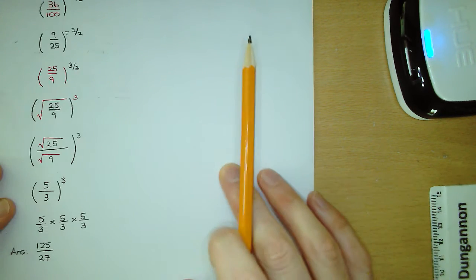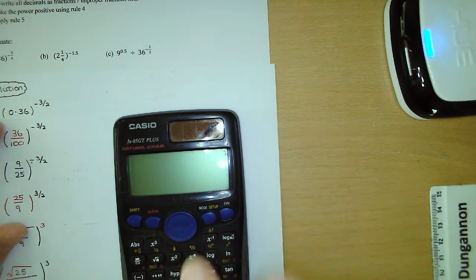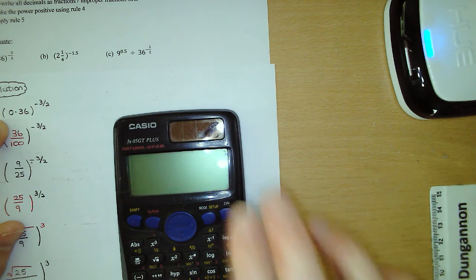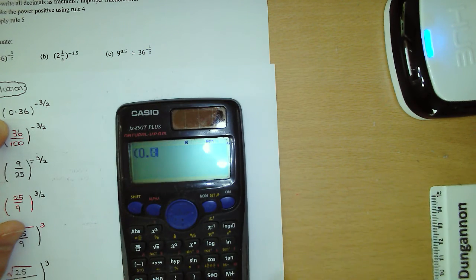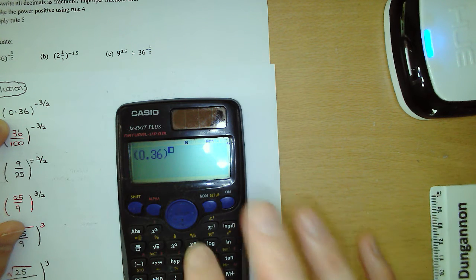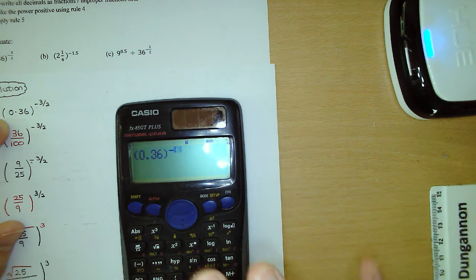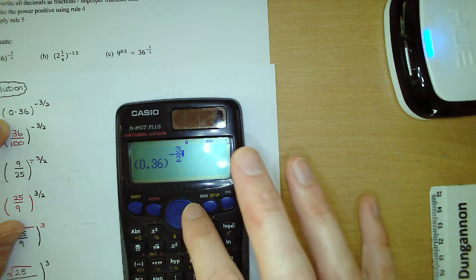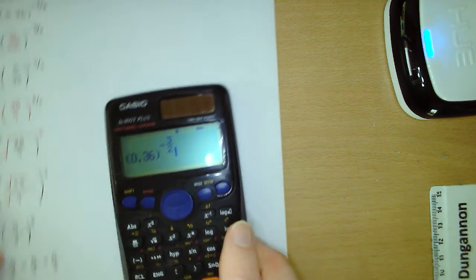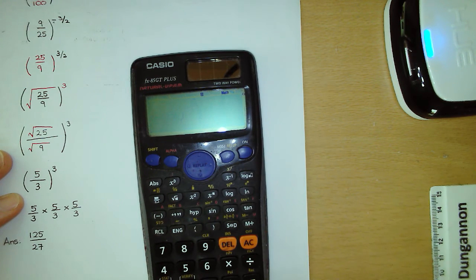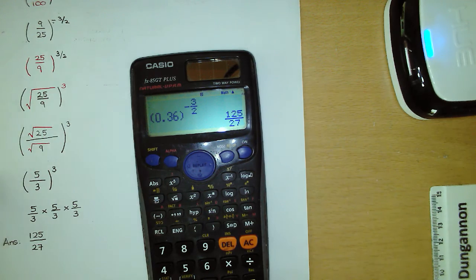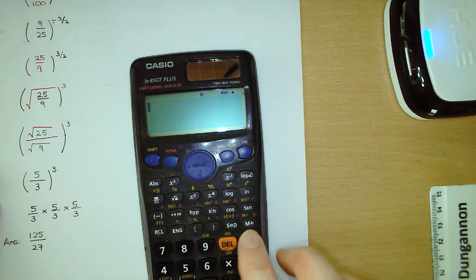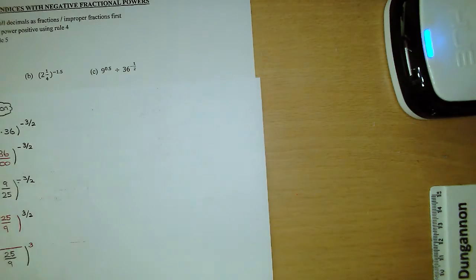Again, let's check it on the calculator to see have we done it correctly. So if we type the question in, it was 0.36 and the power was -3/2. Okay, so moment of truth. Do we get 125/27? Absolutely. So again, use your calculator only as a check, but when you're doing the question, you have to go through this process. Okay, let's look at part B.